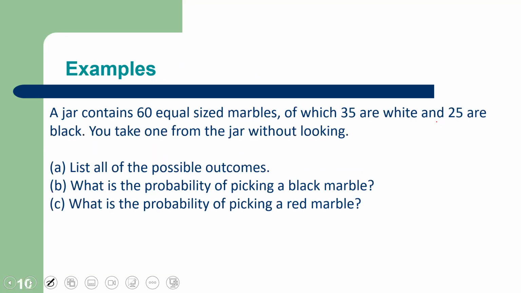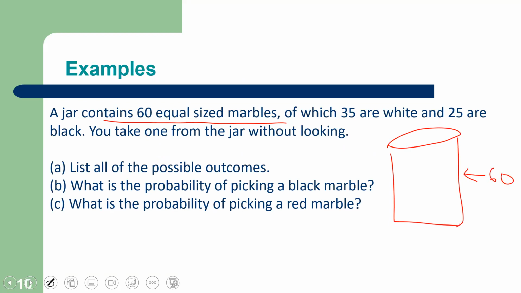I'm just giving an example here. A jar contains 60 equal sized marbles. Now this is my jar. In this jar, I have a total of 60 balls or marbles. Out of the 60, I have two kinds of marbles, in different colors: 35 are white and 25 are black.